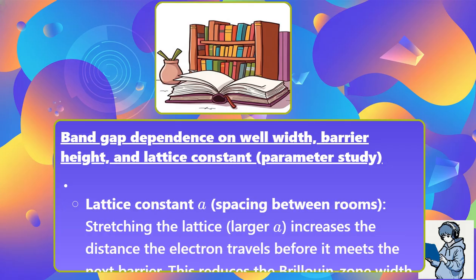Lattice constant a: spacing between rooms. Stretching the lattice increases the distance the electron travels before it meets the next barrier. This reduces the Brillouin zone width pi/a and squeezes the bands closer together in k space, which translates into narrower gaps in energy for a fixed V0. Conversely, a tighter lattice, small a, pushes the zone edges outward, making the gap larger.